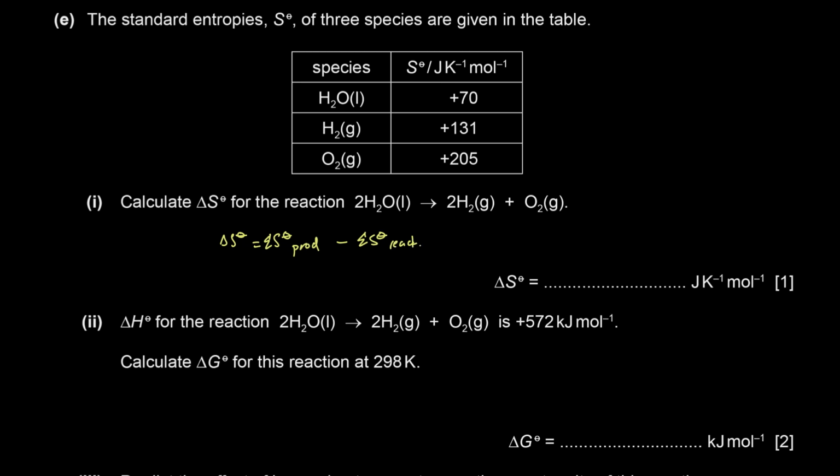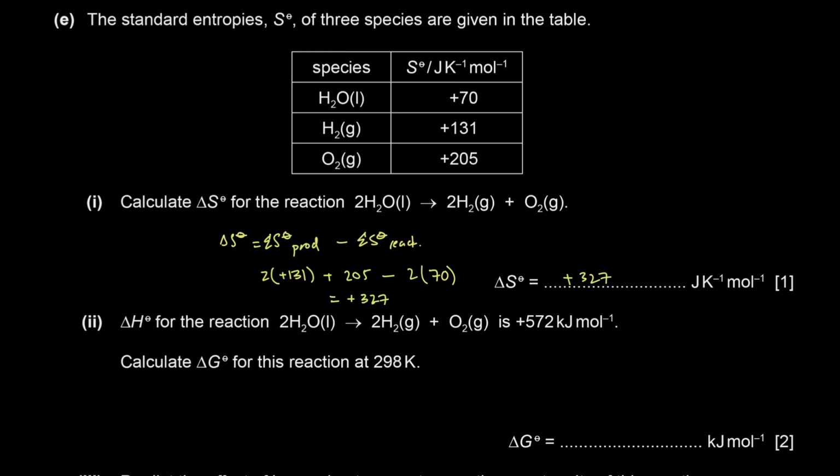All right, now over here, the products that we have are 2 moles of hydrogen. So the standard entropy of the products will be 2 times 131 for hydrogen, plus we have 1 mole of oxygen, so that will be 205. And then we're going to subtract the standard entropy of the reactants, and we have 2 moles of water here, so that will be minus 2 times 70. Over here, this calculates out to positive 327 joules per Kelvin per mole.